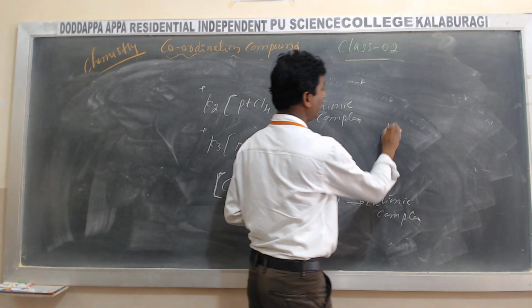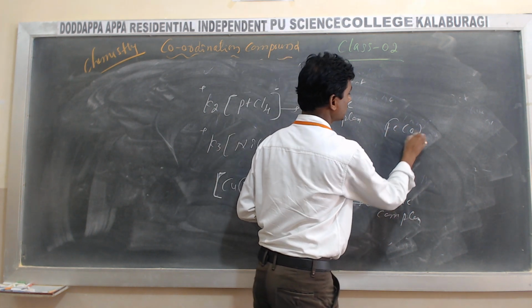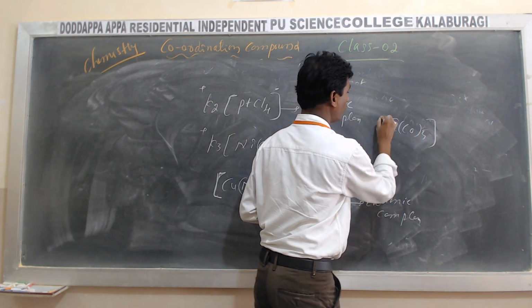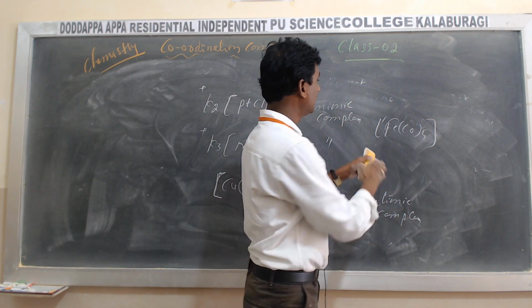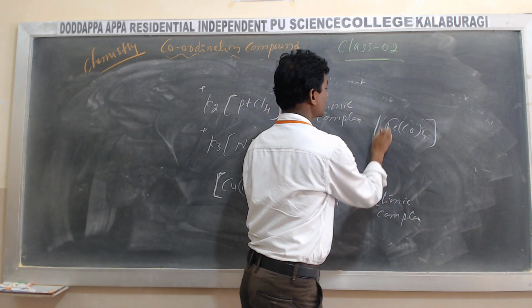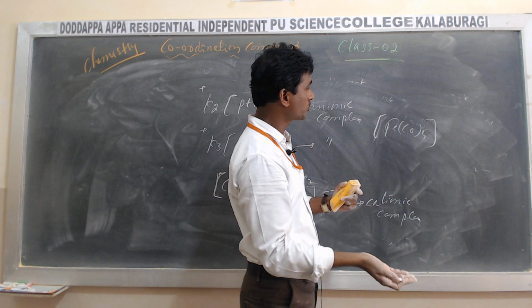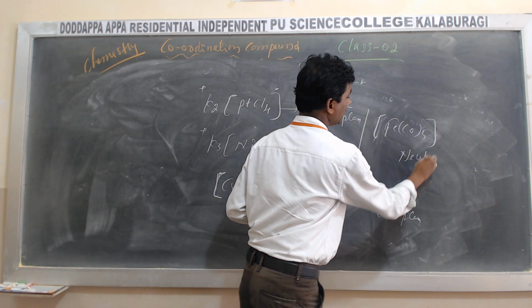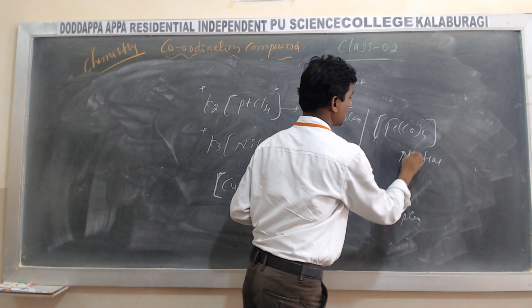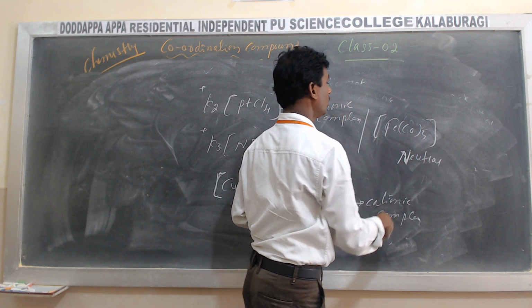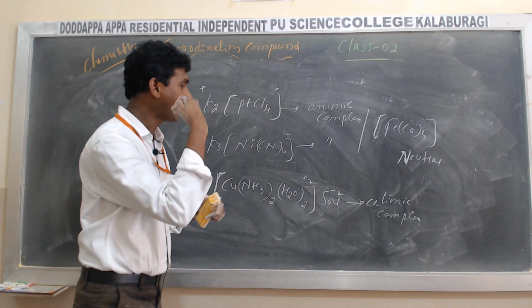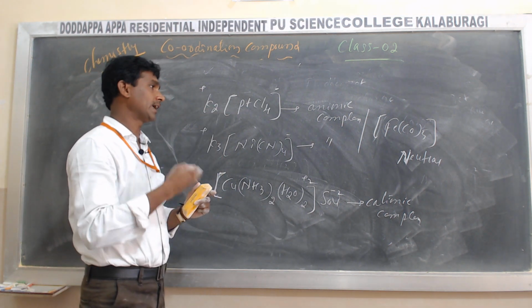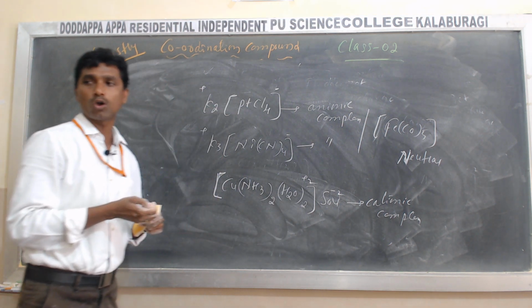One more example, I can go for Fe(CO)5. Here there are no counter ions. Counter ions are absent: no positive counter ion, no negative counter ion. Hence it is called a neutral complex. So this is the way of identifying the cationic, anionic and neutral complex.